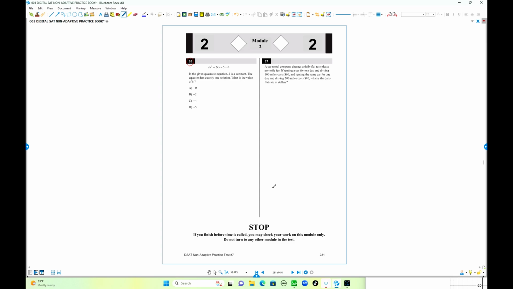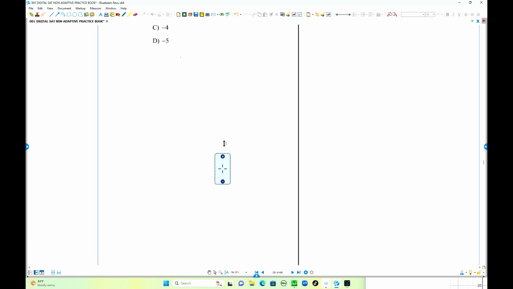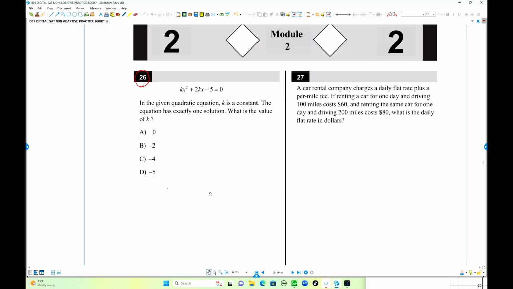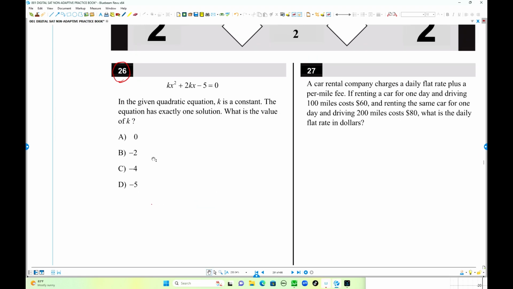Okay, here is another one, number 26. This is a quadratic equation, k is a constant. The equation has exactly one solution. To have one solution, usually we use the discriminant. Okay, the discriminant equals what? b squared minus 4ac. Algebraically, b is what? 2k. That is 4k squared minus 4 times k, c is negative 5. It must equal 0, right?